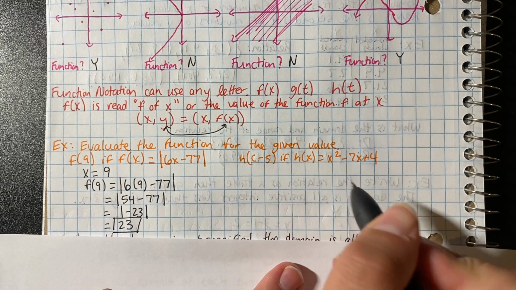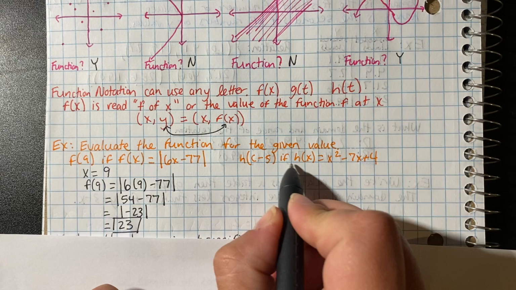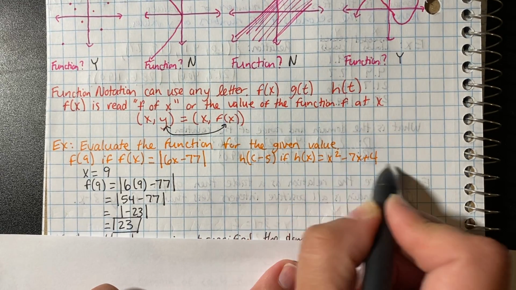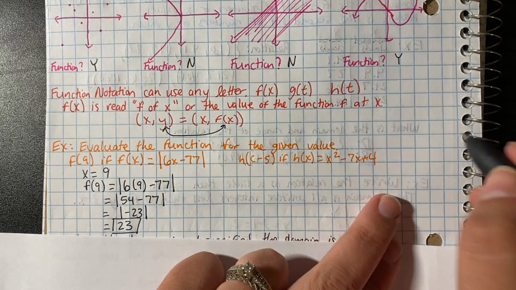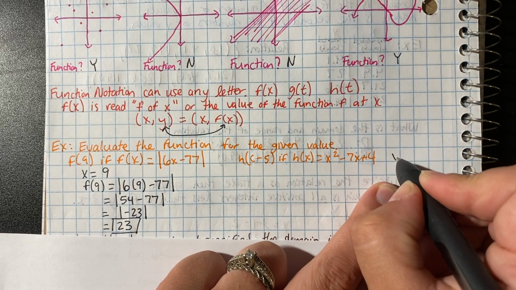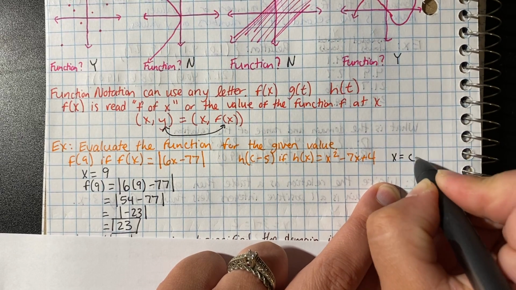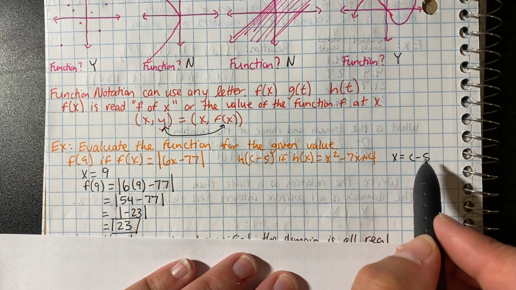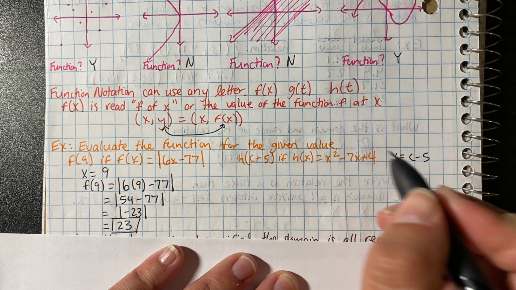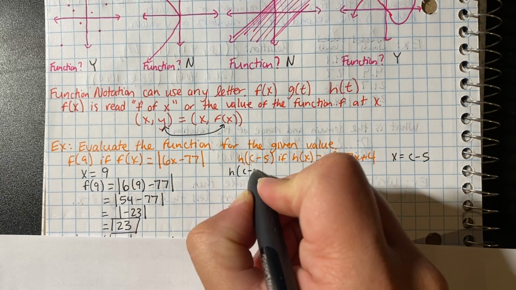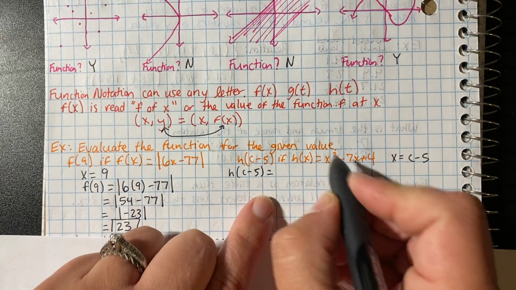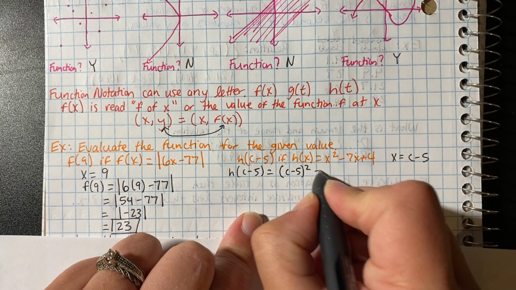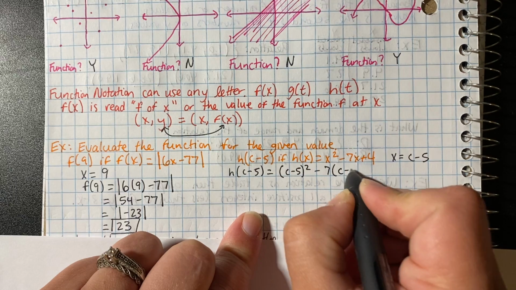All right, so in here, we are going to say that h of c minus 5 if h of x is equal to this equation. So what we're saying is that x is going to be equal to c minus 5. So everywhere that there's an x, we're going to replace it with a c minus 5. Okay. So h of c minus 5 equals, okay, here's one, c minus 5 squared. Here's another one.